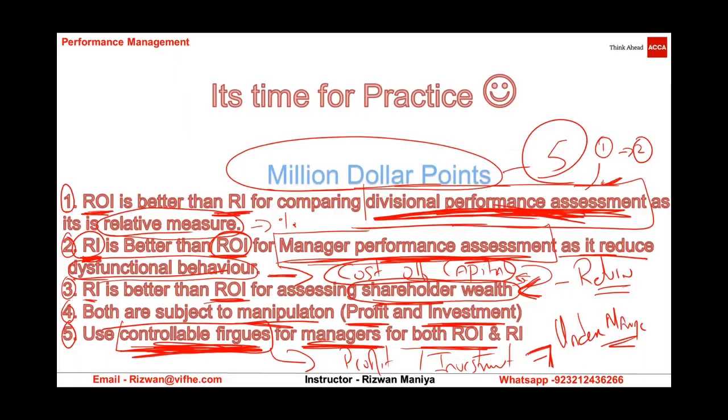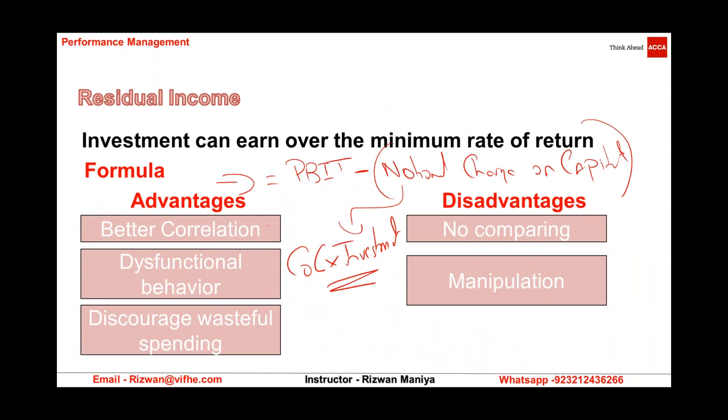RI advantage. It has a better correlation with shareholder value. Do you agree on this? Yes, because it uses what? Cost of capital. Do you agree on this? Yes.